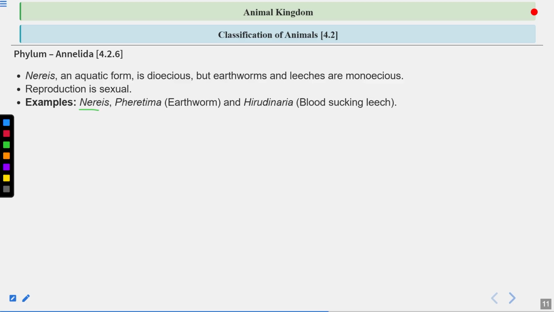Examples: Nereis, Pheretima, earthworm. So next time, not earthworm, you will call it Pheretima, just to remember the scientific name. In this way, you can remember the scientific name, right? Hirudinaria, blood-sucking leech. Blood-sucking leech, Hirudinaria.